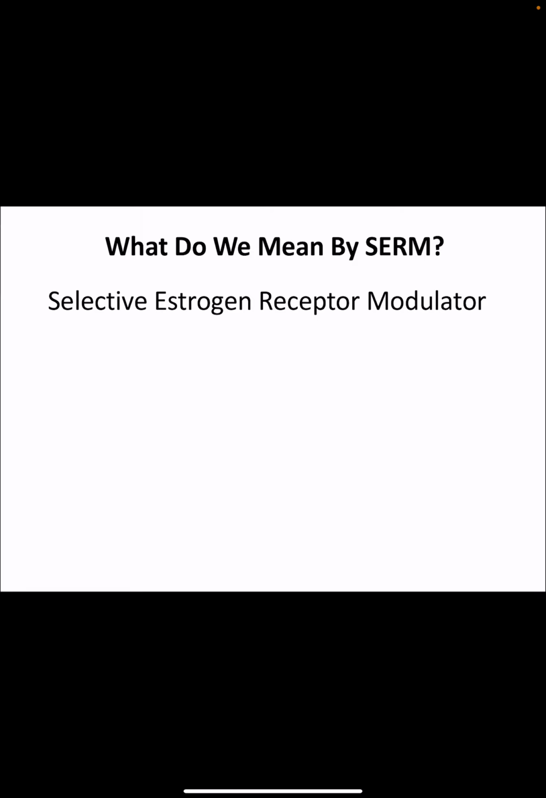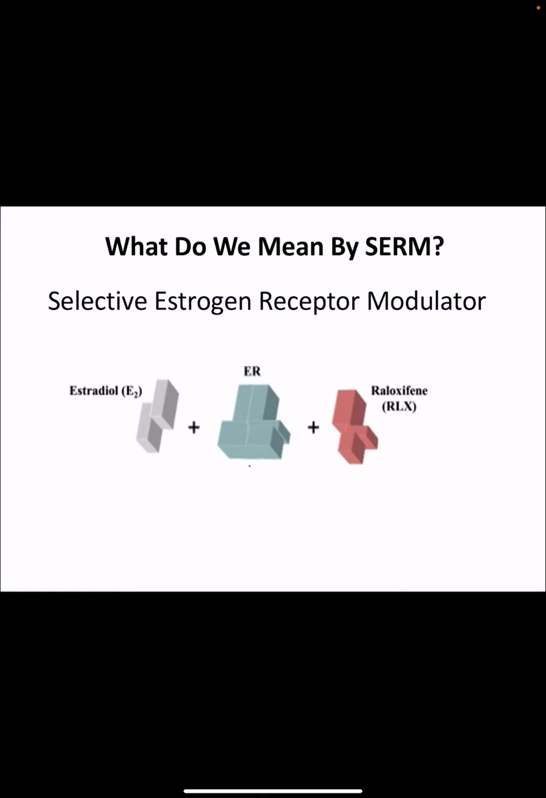The second drug is the selective estrogen receptor modulator. This is estradiol, and this is the estrogen receptor. Remember, there are two populations of receptors for estrogen, and it varies from one tissue to another. And the last is our drug, which is raloxifene. What's the difference between estrogen and raloxifene?